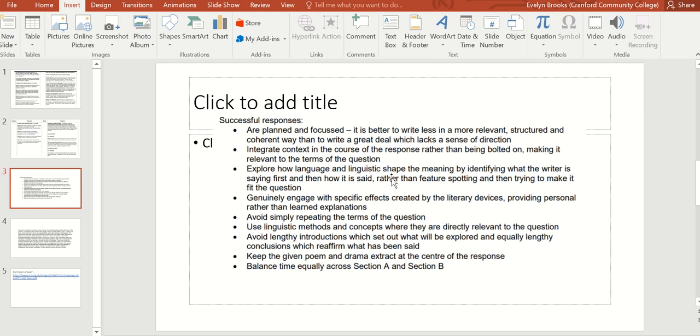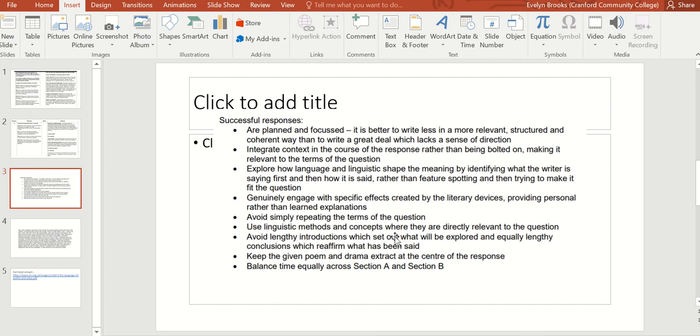Explore how language and linguistics shape the meaning by identifying what the writer is saying first and then how it is said, rather than feature spotting and then trying to make it fit the question. Genuinely engage with specific effects created by literary devices, providing personal rather than learned explanations. Avoid simply repeating the terms of the question.